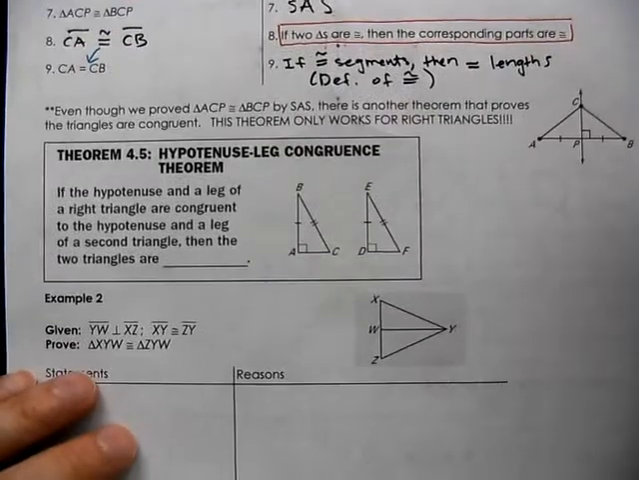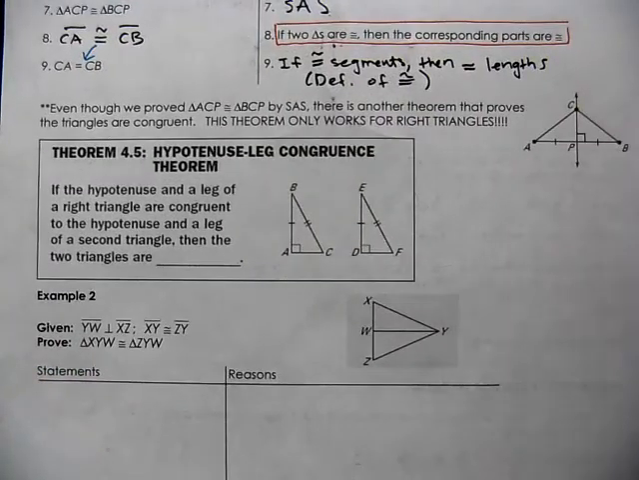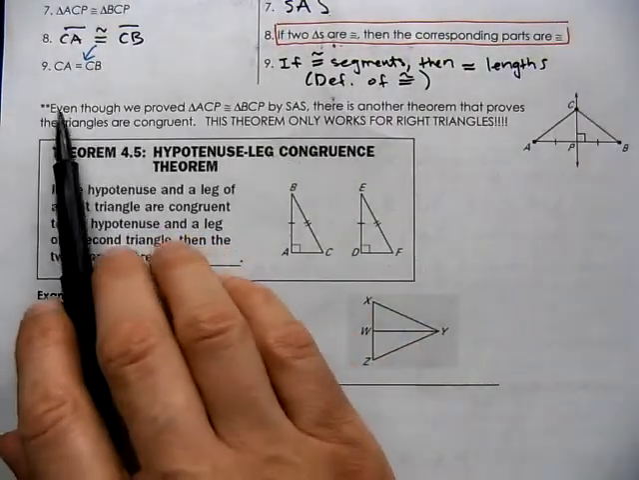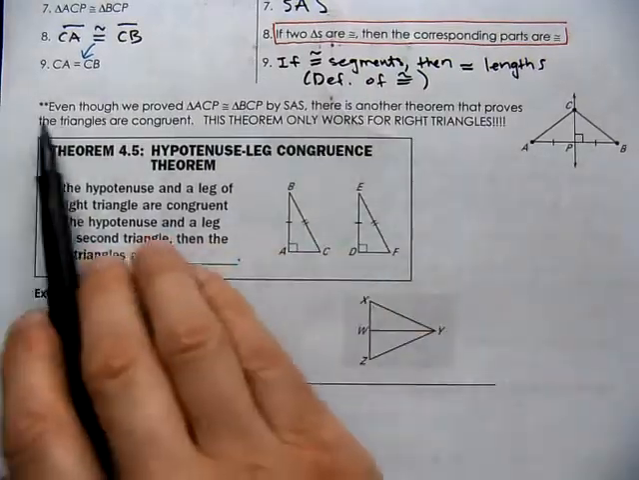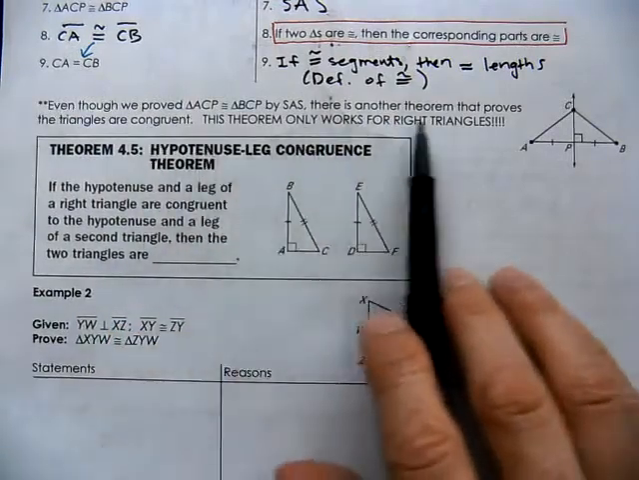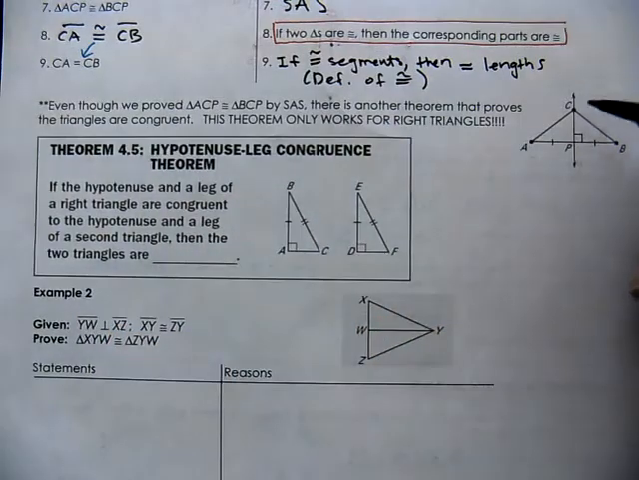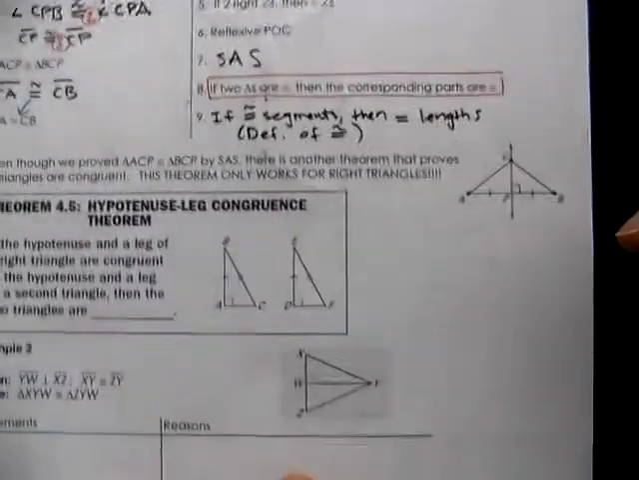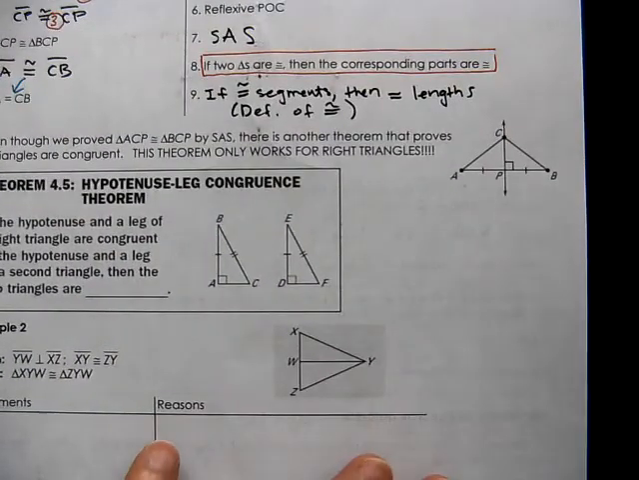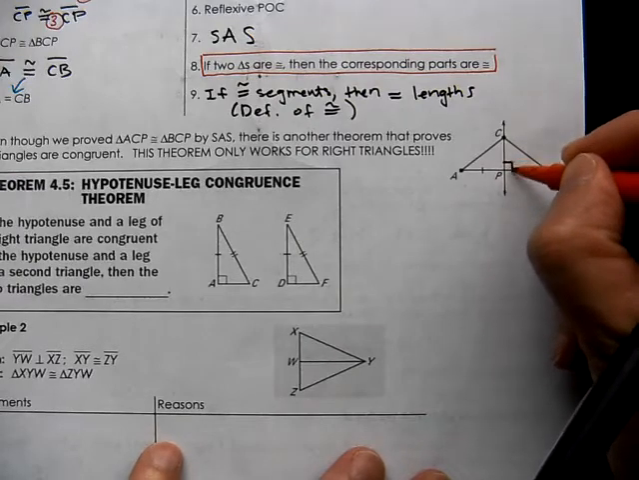This leads us into our final way to determine that triangles are congruent. And that's kind of what this is saying here. Even though we proved that these triangles are congruent by side angle side, there's another theorem that proves the triangles are congruent, but this only works for right triangles. So if you have a perpendicular bisector, you have a right angle, which means you actually have a right triangle. So if you have a right triangle, you have a hypotenuse, and we just showed that the hypotenuses are going to be congruent. So what that means is that we have a right angle, so we have a right triangle.